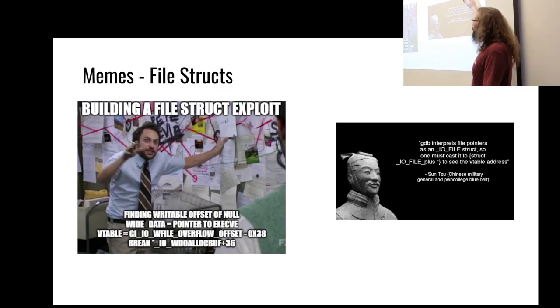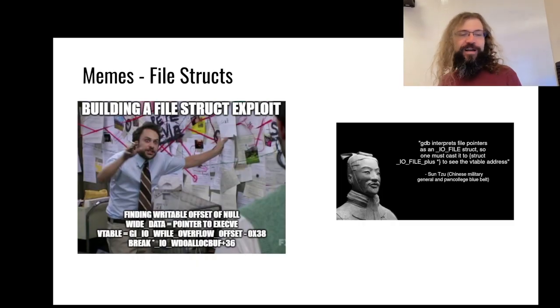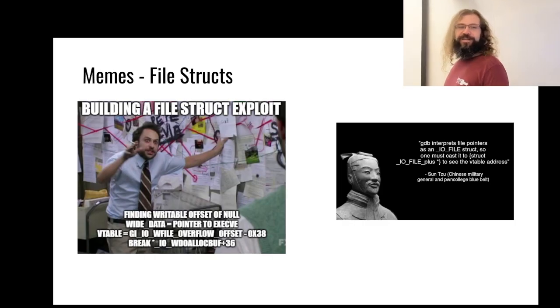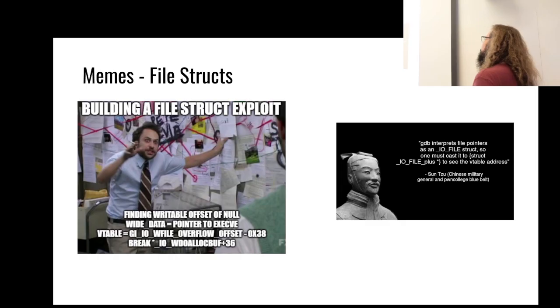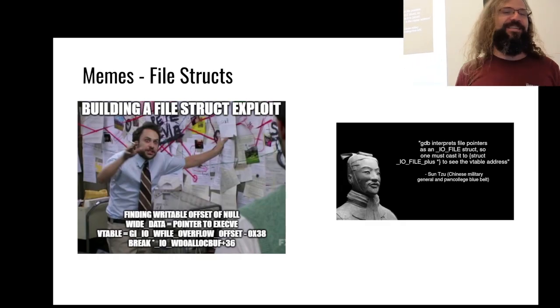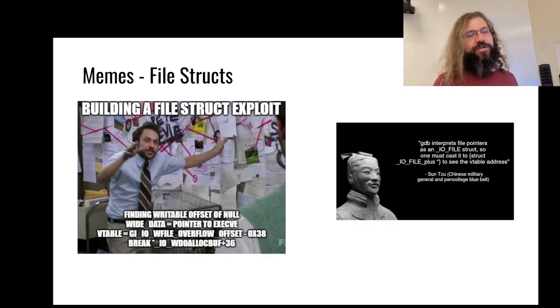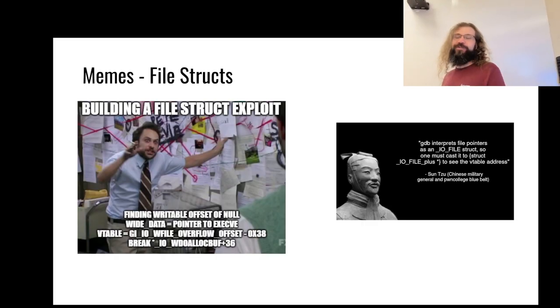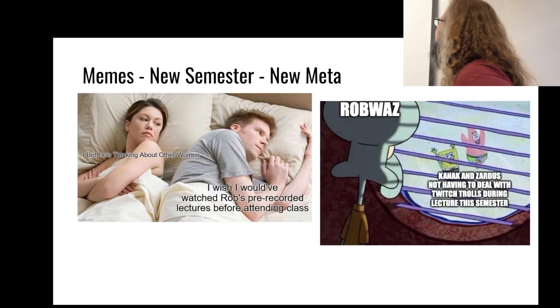We have great wisdom here from Sun Tzu. It says GDB interprets file pointers as an IO file struct, so one must cast it to a struct IO_FILE_plus to see the vtable address. That is great wisdom if you're going to work on the later challenges. You can't trust GDB to know much, but if you know what's going on, GDB can be a very powerful tool. I'll rant a little bit more about that in a bit.